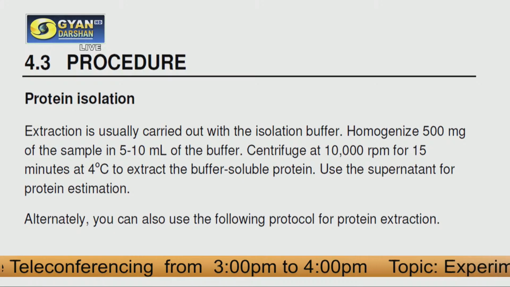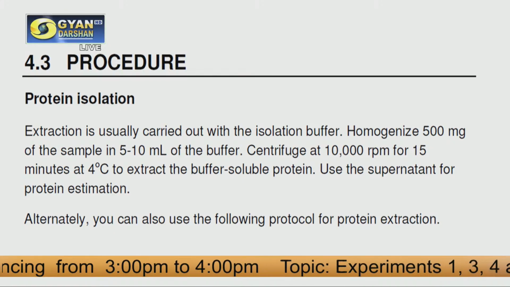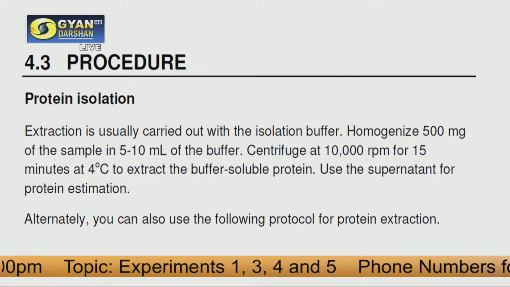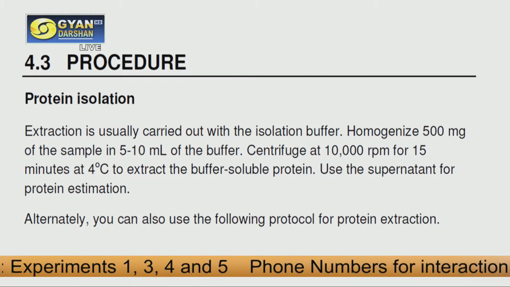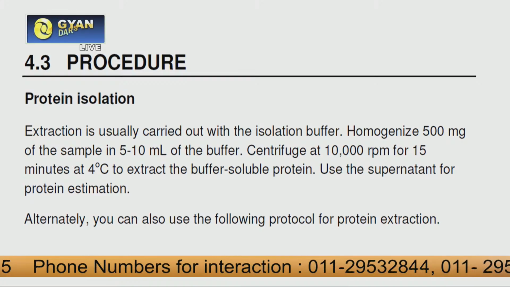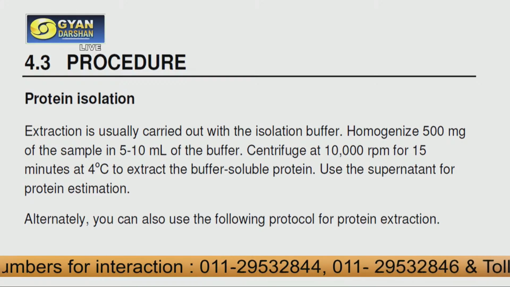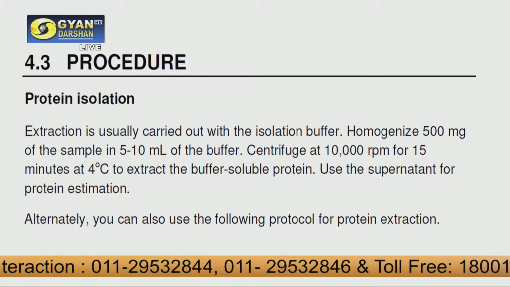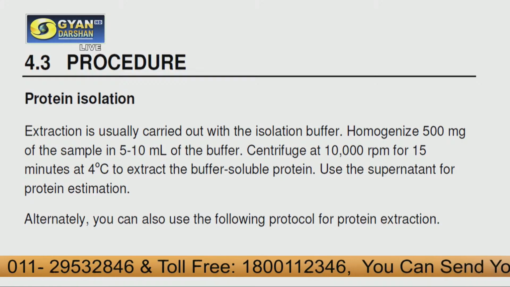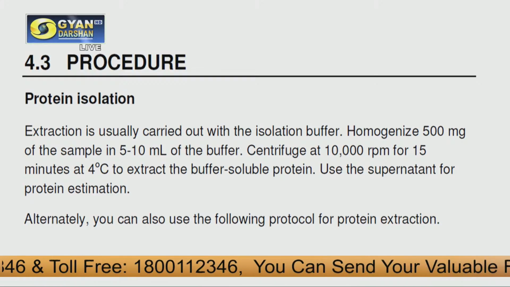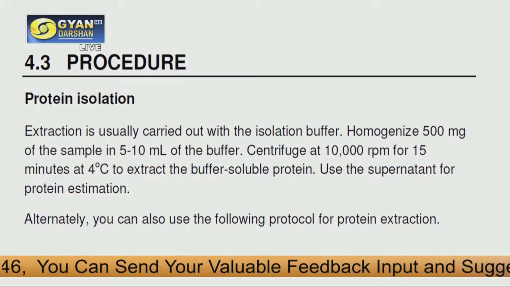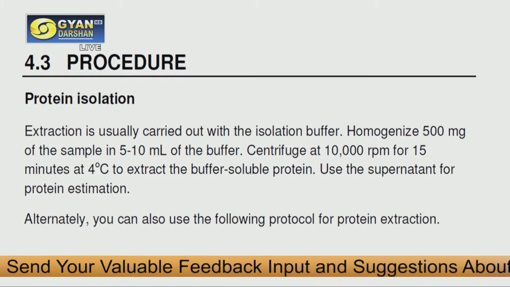It's pretty simple. You have already prepared the extraction buffer. What you do is you homogenize the sample in the buffer, centrifuge it, and then collect the supernatant. Now your supernatant will have all the proteins, because it's a buffer soluble protein, as I said. We are not learning about the aggregated proteins. We are only learning about the buffer soluble proteins, that is, those which go into the soluble phase.